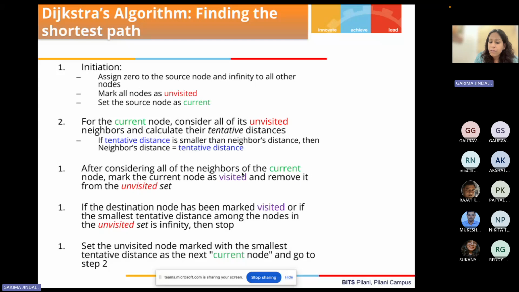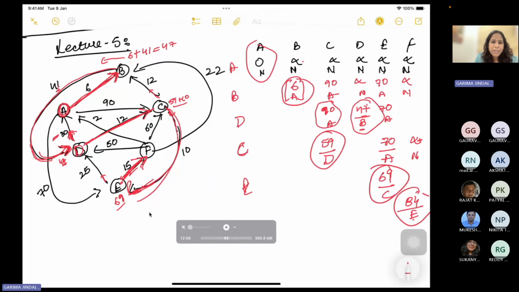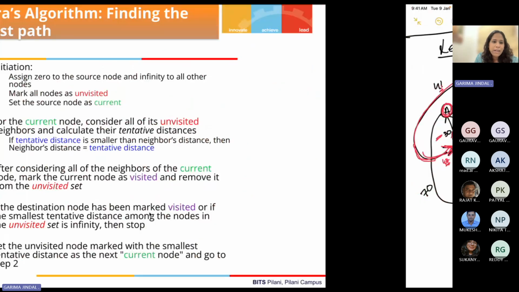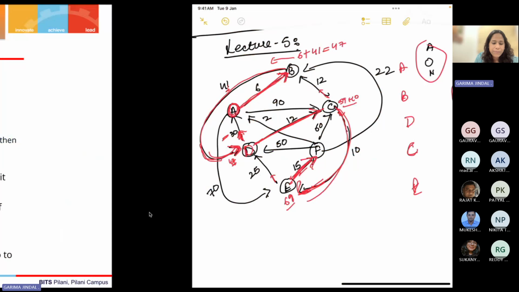After considering all the neighbors of the current node, mark the current node as visited and remove it from the unvisited set. If the destination node has not been marked visited, or if the smallest tentative distance among the nodes is unvisited, set it to infinity and then stop. Otherwise, set the unvisited node marked with the smallest tentative distance as the new current node. You can read these steps and it should be pretty intuitive. If you understand this particular example, you should be able to understand the algorithm behind it.